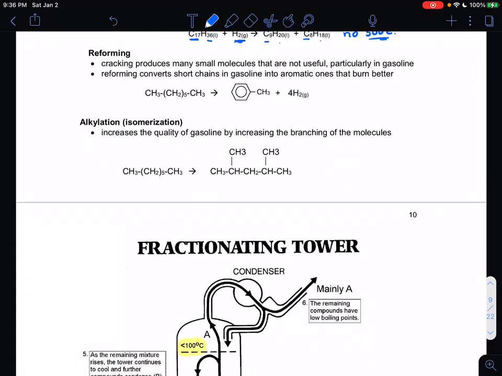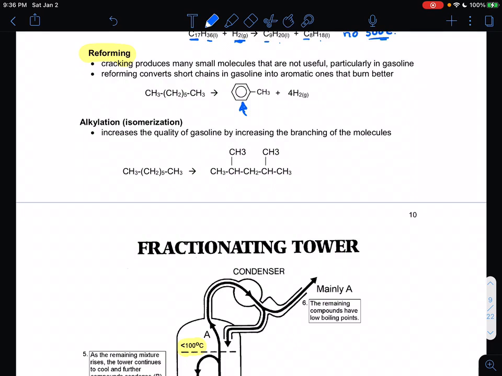The second type of reaction is called reforming. And what reforming does is it takes really short molecules that are not 100% usable in gasoline, and then it converts them into aromatic ones. And remember, aromatic molecules are ones that have the benzene ring. Okay? And these burn better. They actually make the burning process a little smoother in your car.